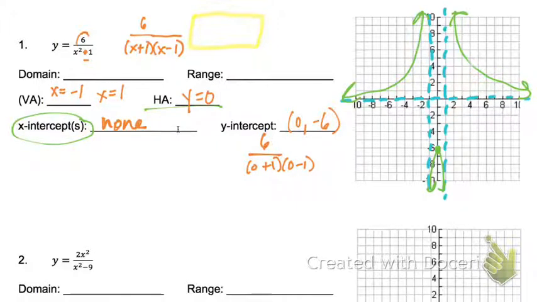Okay, domain. Now I'm going to have 2 unions for domain. -infinity to -1. So if I'm reading it from left to right, I stop at -1. Then -1 to 1. Then 1 to infinity.